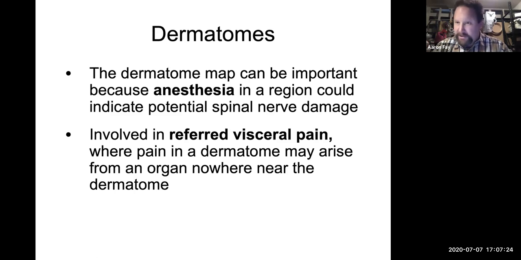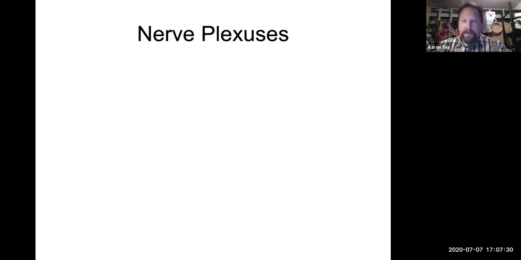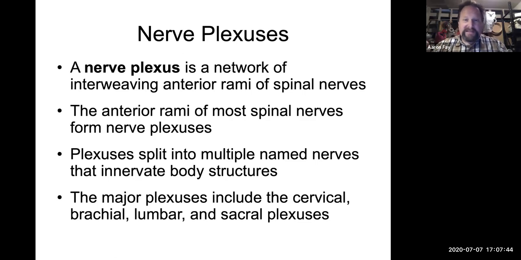They circuit each other. So we'll talk a little more about referred visceral pain later. Okay, so let's talk a little bit about nerve plexuses. Remember, anterior rami branch, they then interweave with the branches of other anterior rami to form plexuses. So a nerve plexus is a network of interweaving anterior rami of spinal nerves. Just what I said, just a little fancier language.